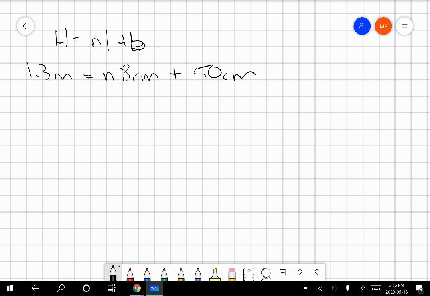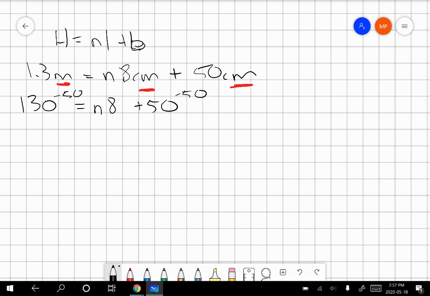Now you'll notice an issue here, or you should notice an issue, that this is in meters and these are in centimeters. So you got to choose what you want to use, and I'm going to choose centimeters. So 1.3 meters is 130 centimeters, and I'm also going to cut off the units now, so it's n times 8 plus 50. All right. So the rest of the problem is just arranging this so that you can solve for n.